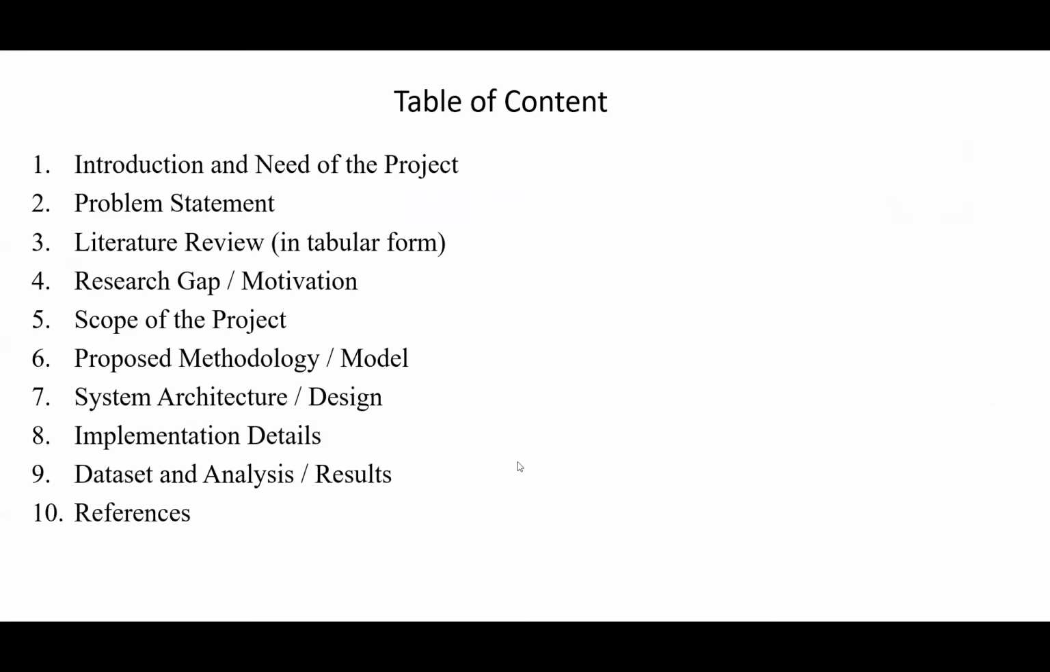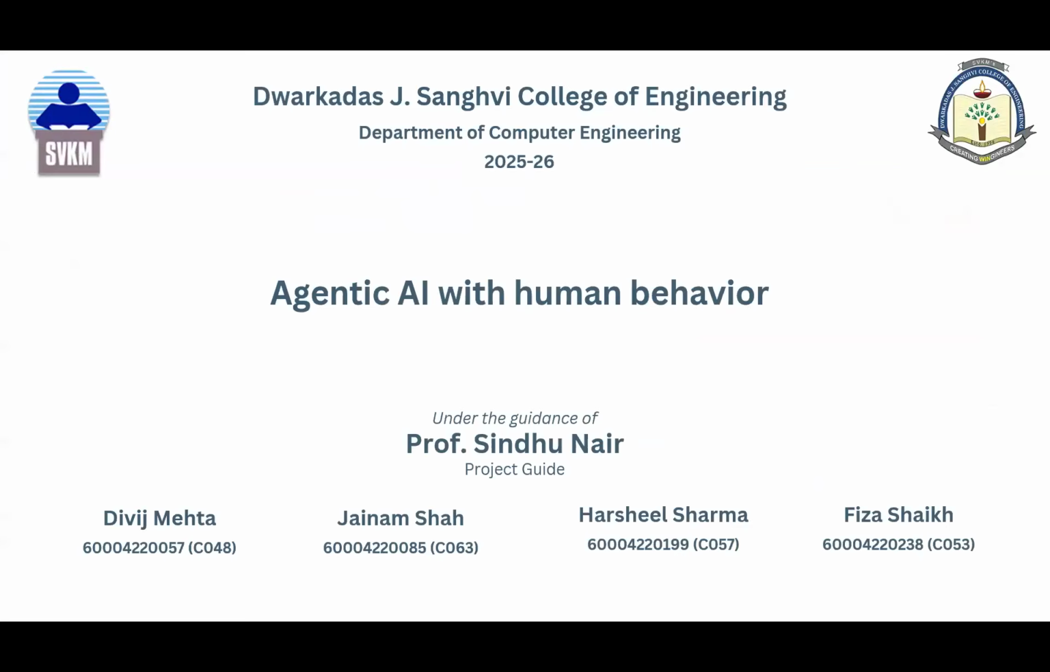Good morning, respected professor, judges, and my fellow classmates. Myself, Jainam Shah, and today I am going to present a research paper, a comparative study of single LLM and mixture of agents approaches in model context protocol-based tool. This work has been carried out under the guidance of Professor Sindhu Nair and is a collaborative research effort by our team.